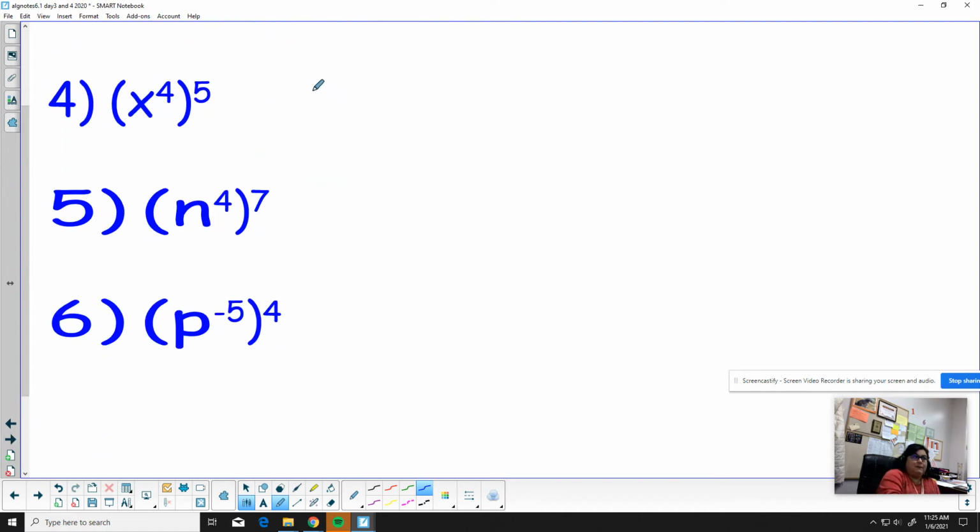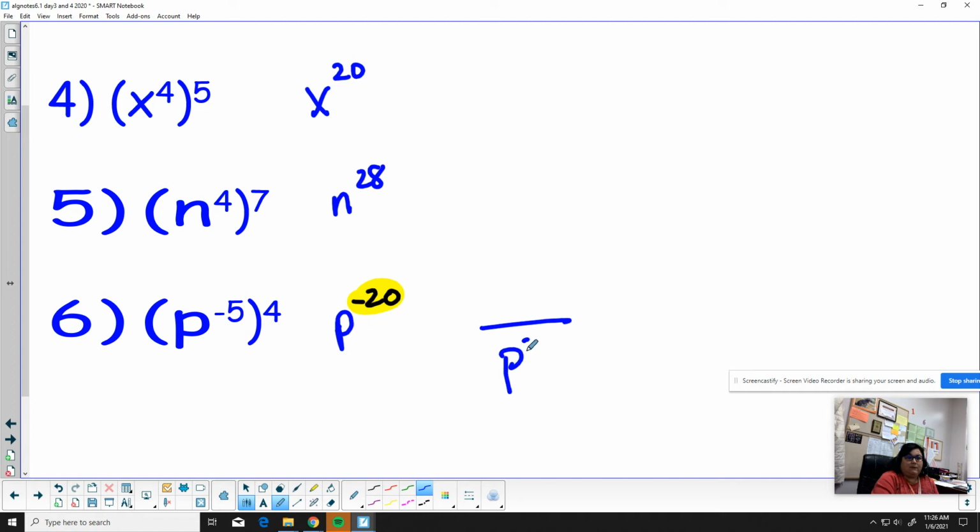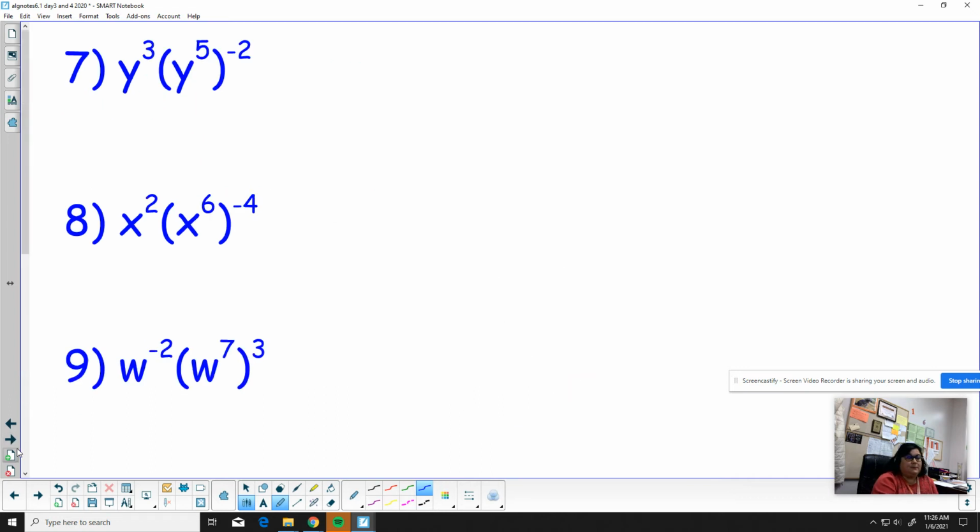Notice that the base is staying the same each time I multiply. So just multiplying my bases, that would be x to the 20. This would be n to the 28. This would be p to the negative 20, except, oh, can't have a negative exponent. So we make it happy by moving it to the denominator instead of the numerator. So 1 over p to the 20 is the answer.